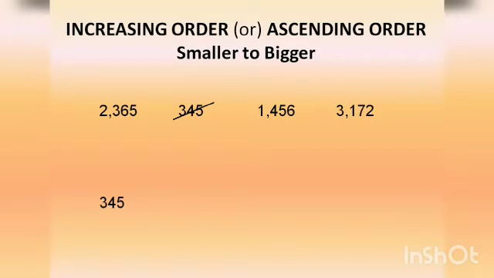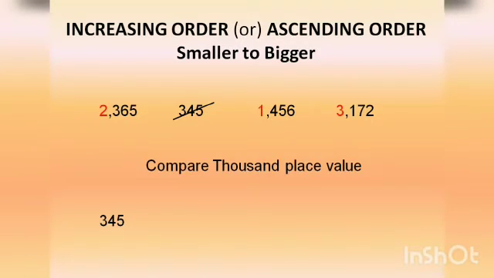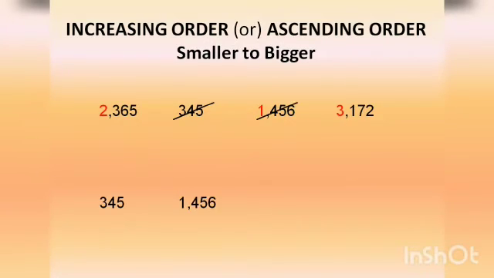345. Then you compare the thousands place value: 2, 1, 3. Which is the smallest number? 1 is the smallest number. You strike out that number.